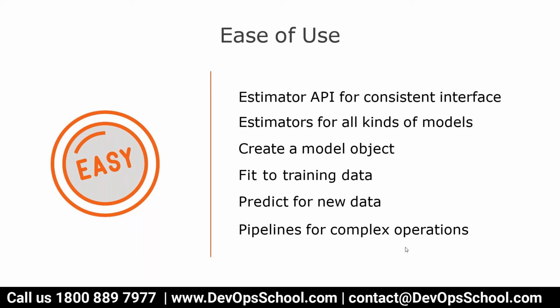Okay, so an estimator for all kinds of models. That means whatever the model is supported by Scikit-Learn, you can connect to each model using the estimator API. That way, the complexity of having multiple interfaces for multiple models is minimized. Everything you can get into one API call. Now, what you can do is create a model object just using Python, and then you can fit it to train data and predict for new data, and then you can create a pipeline, whatever it is. So that is easy to use.